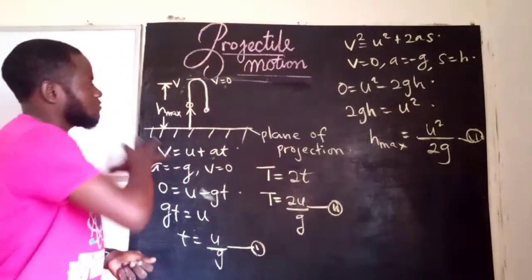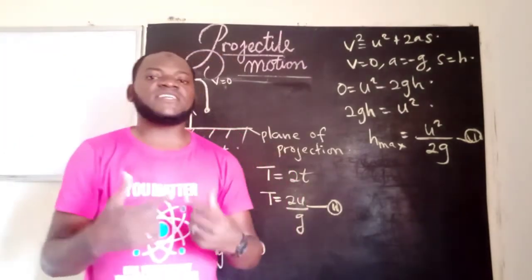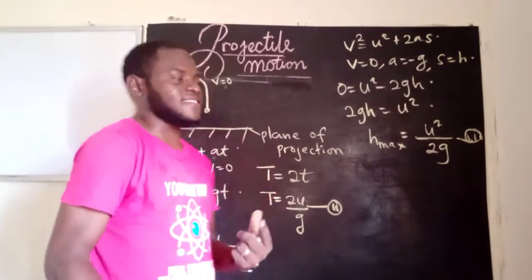Now, we have considered one direction, when the body is projected vertically. What if the body is now projected horizontally? Let's see.